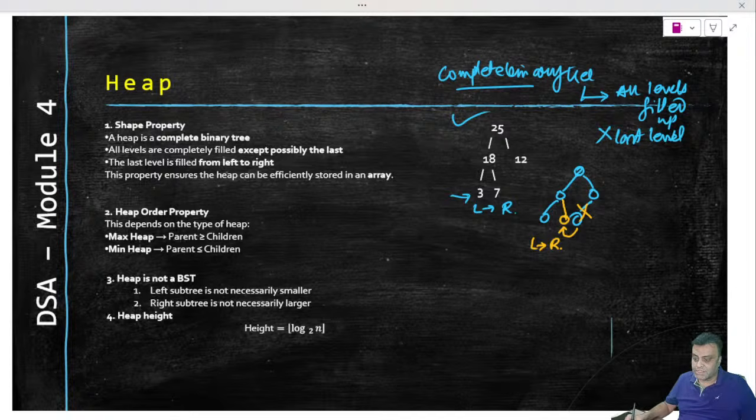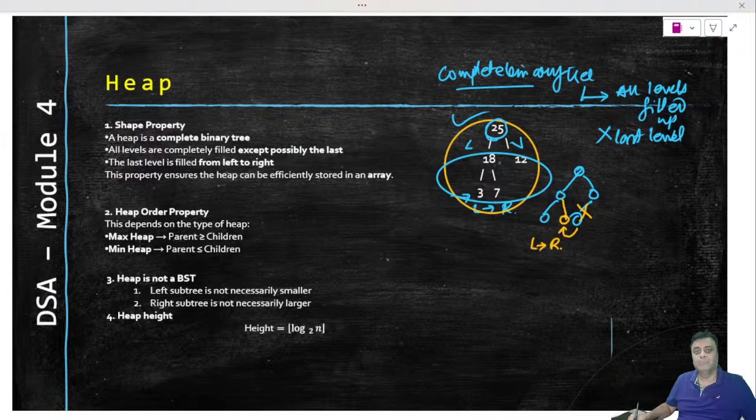Now what makes this complete binary tree a heap? The complete binary tree is a heap when the descendants of a particular node are always less than the parent. It's not the children, mind it.